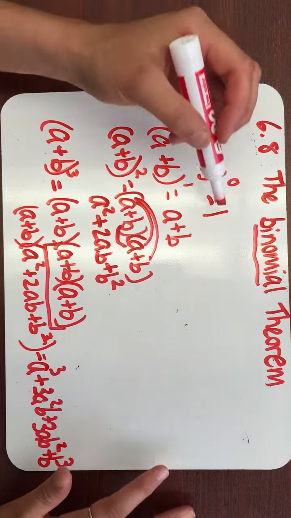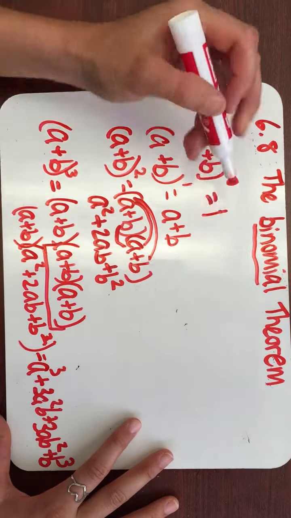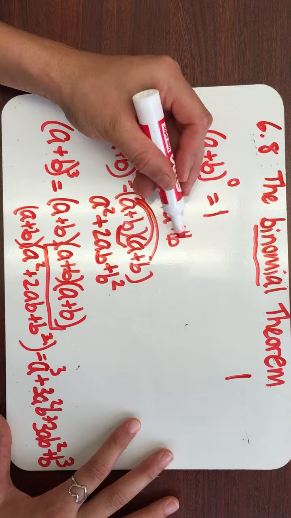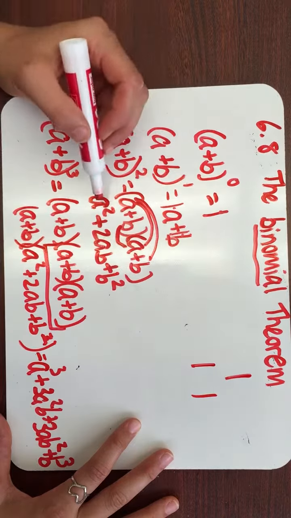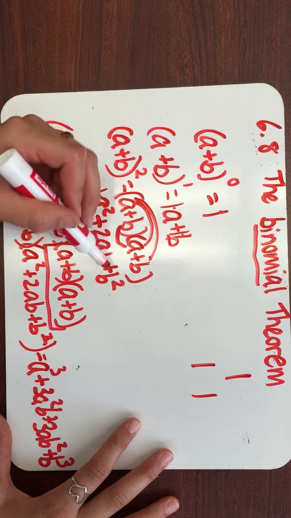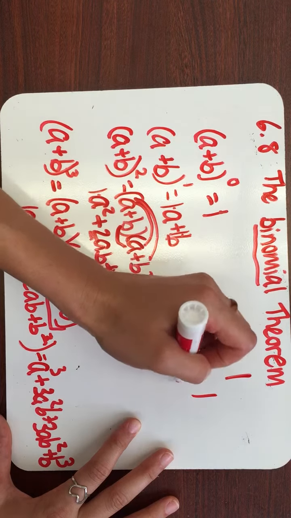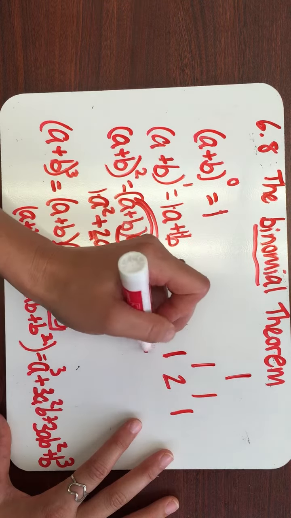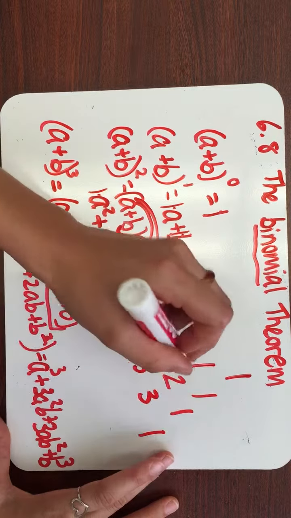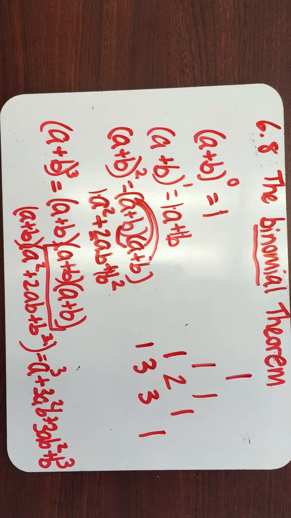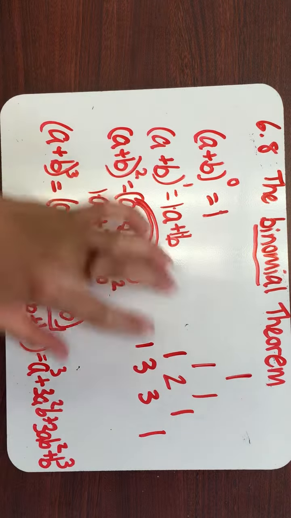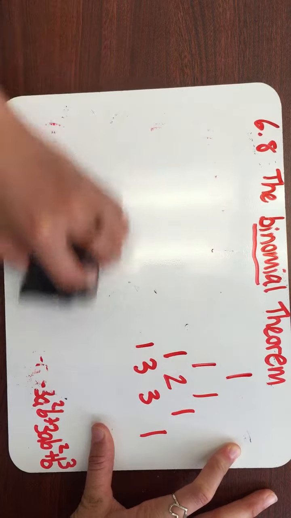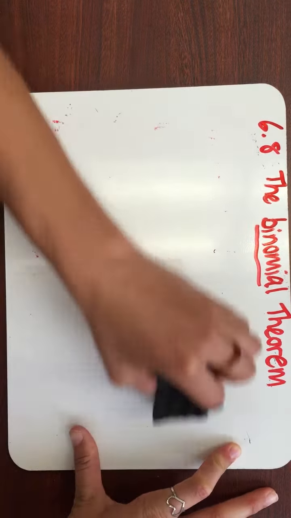So if we look at the coefficients that we're getting here, the coefficient is 1 here. The coefficients here, which are the numbers in front of the variables, are 1 and 1. The coefficients here are 1, a 2, and a 1. The coefficients for the cube are 1, 3, 3, 1. And this is the start of Pascal's triangle. So Pascal's triangle is taking the coefficients, and it's going to help us expand it rather than multiplying all of these out so many times.